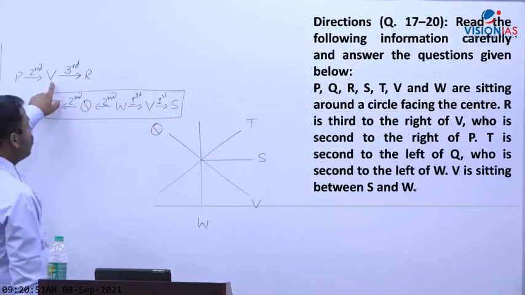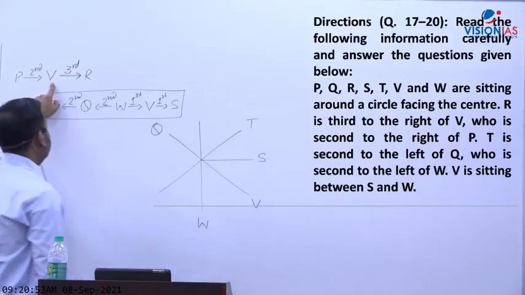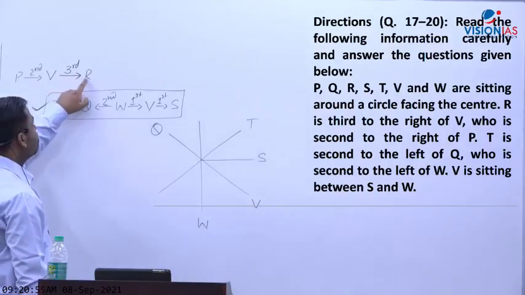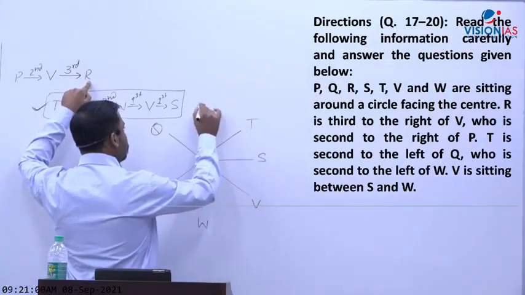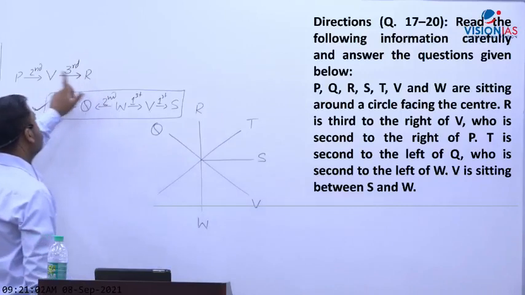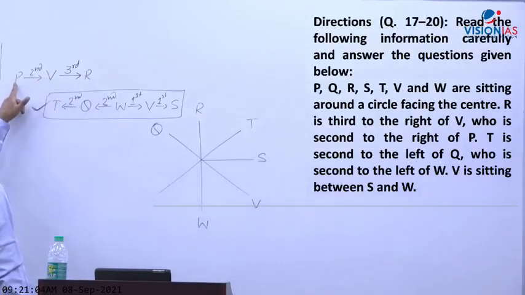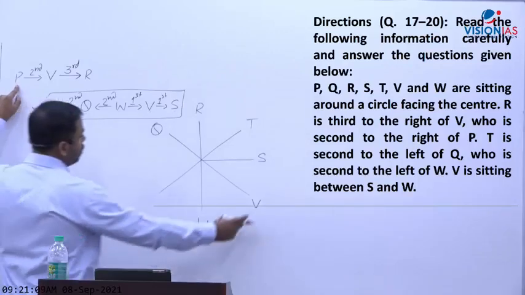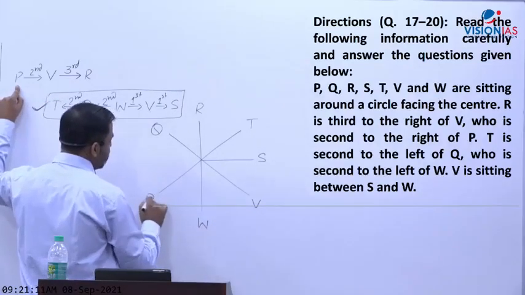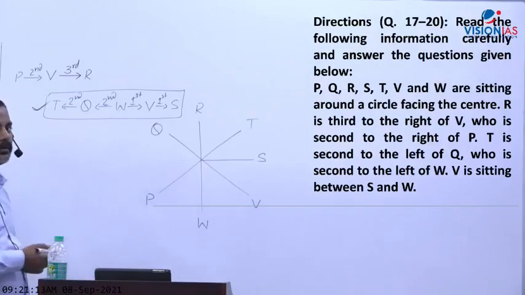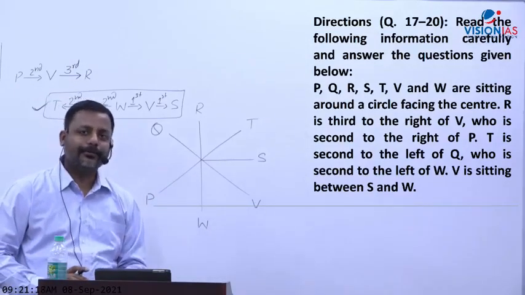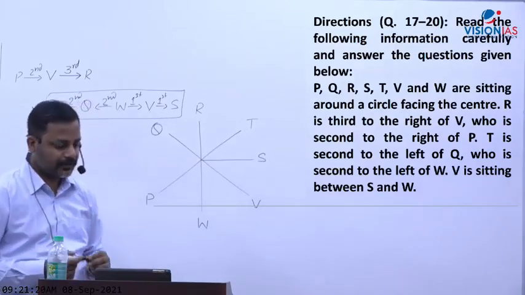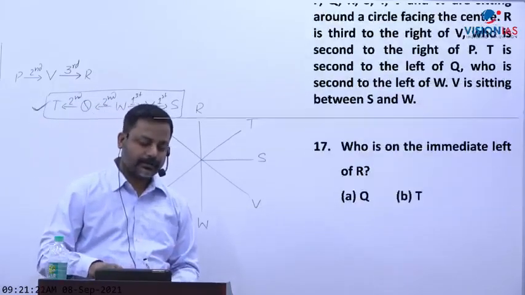Now as we have already put V over here, and we know that on the right hand side at third place R is there, so on the right hand side of V at third place we will put R. And similarly on the left hand side of V at second position P is there. So our formation is solved now. All we need to do is to answer the given set of questions. So now come to the questions.